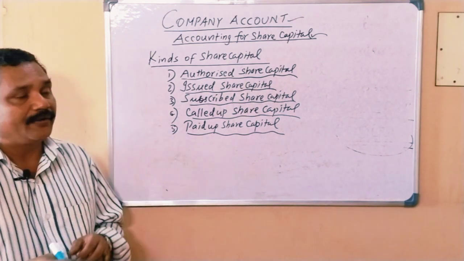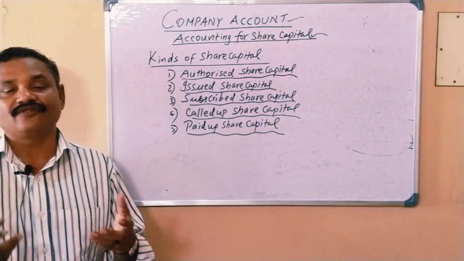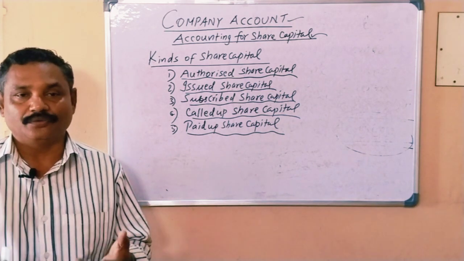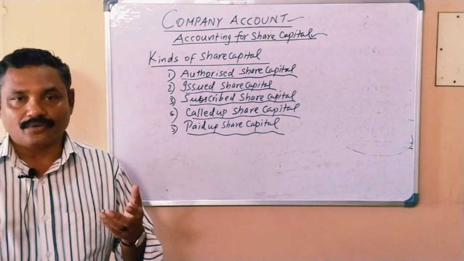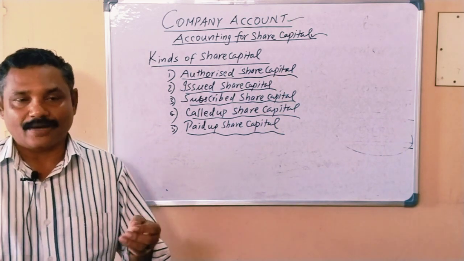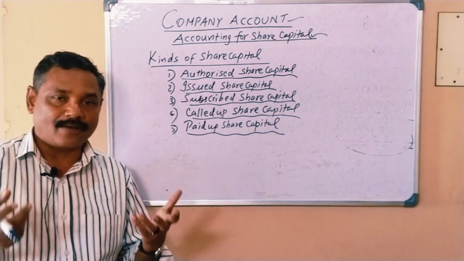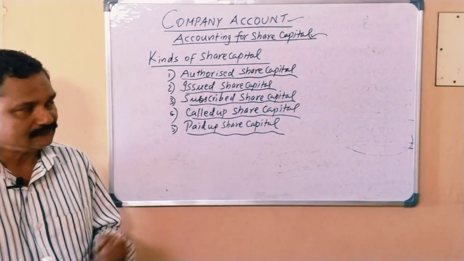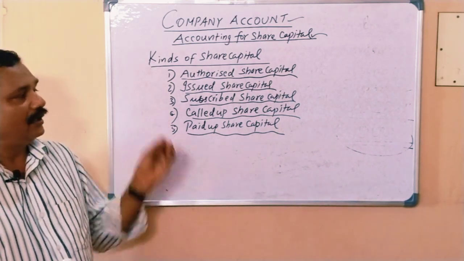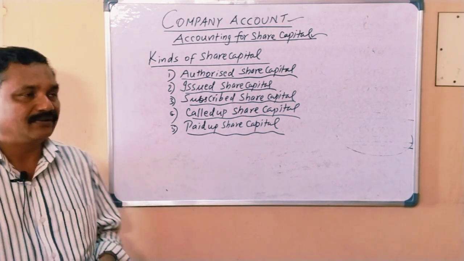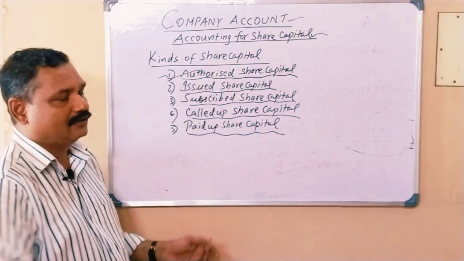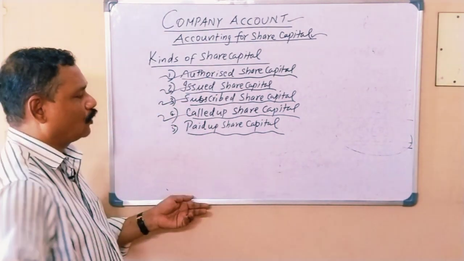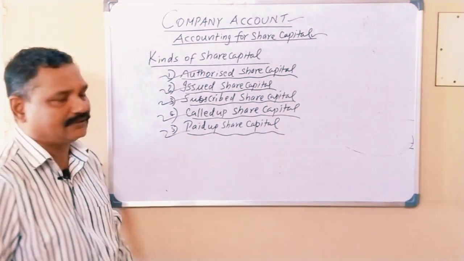See students, what do you mean by share? Share is a part of share capital. Simple. In examination, if you get a question to write an answer for share, you can write: share is a part of share capital, or a company's share capital is divided into several parts, and one such part is called a share. What are the different structures of capital? First, authorized share capital. Second, issued share capital. Third, subscribed share capital. Fourth, called up share capital. And fifth, paid up share capital.